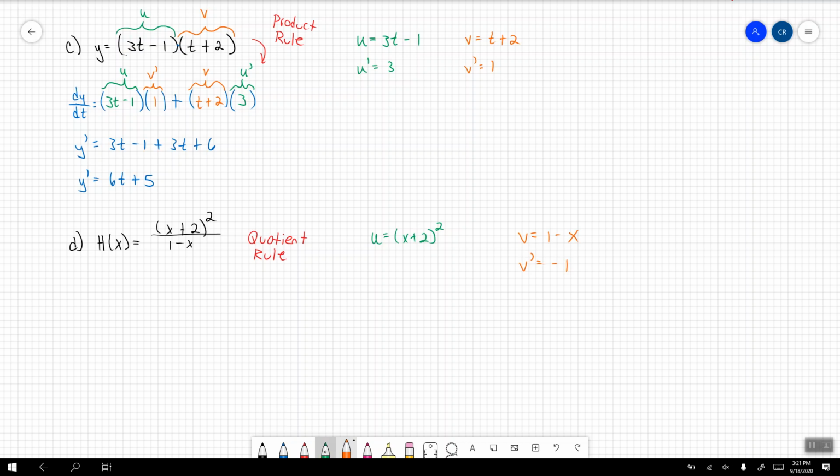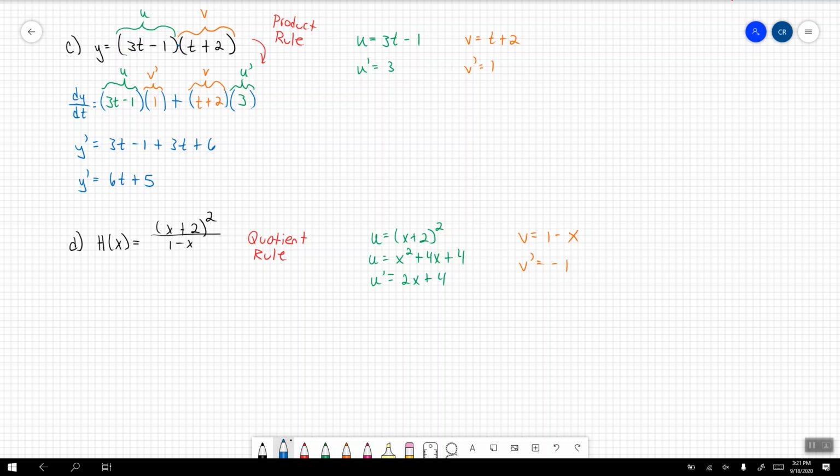Looking at my u, my u is a binomial. I don't know how to take derivatives of these binomials to some power yet. So what we're going to do here is just expand. We're now left with u is equal to x squared plus 4x plus 4. And now we can take the derivative: u prime is going to be 2x plus 4. This last 4 is a constant, so when we take the derivative of that constant term, it just turns to 0.